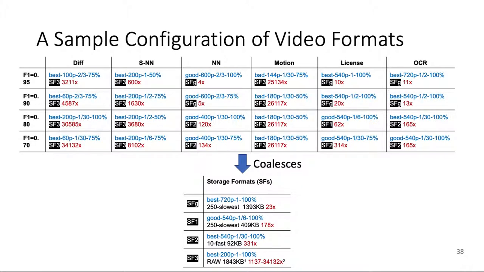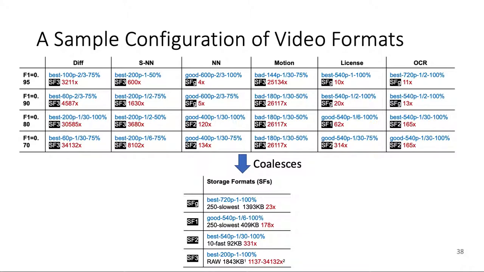So this is the sample configuration of video formats. We have 6 operators and 4 accuracy levels. So in total, we have 24 consumption formats. After our coalescing approach, we shrink them to only 4 storage formats, which saves a lot of storage space and ingestion cost.